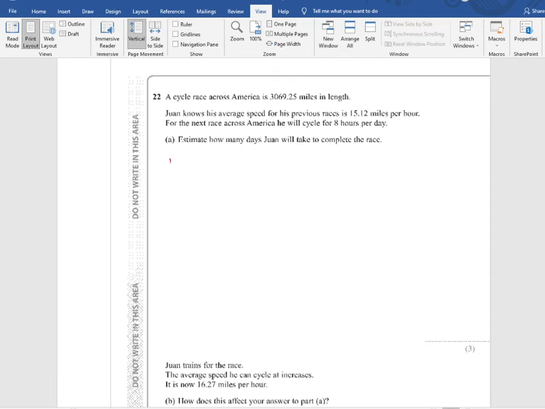So the length of the race, what do we call that? 3,100 miles. He's going to do 15 miles an hour. So 15 miles times 8. Right? So 8 5s are 40.